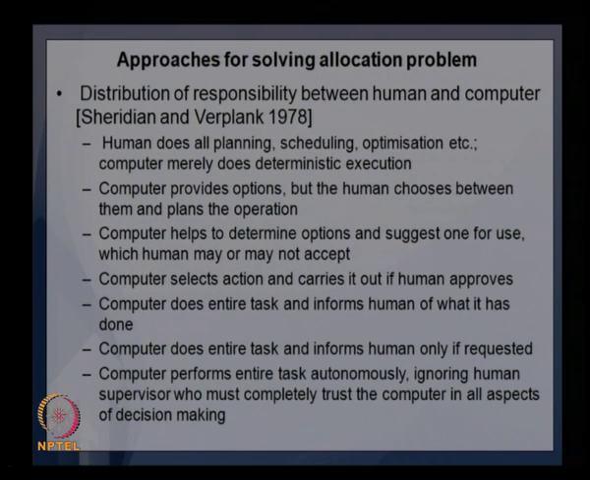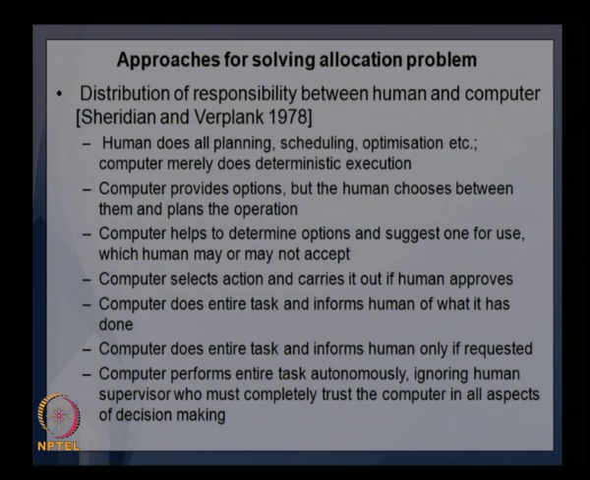It will not do any other work, because most of the planning, scheduling, optimization and all other things are done by the human beings only, and the computer is used more as a calculation equipment, where it will do some deterministic execution of some of the tasks and just give the results without really making any decisions or any planning. All those planning and scheduling are done by the human operator. So that is one way of allocating the functions.